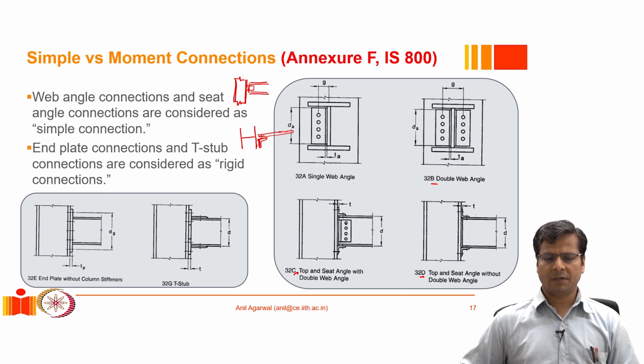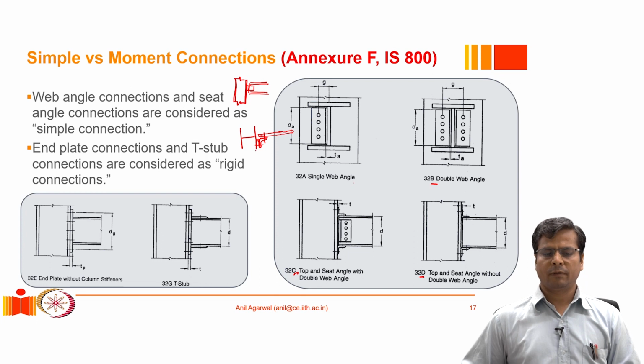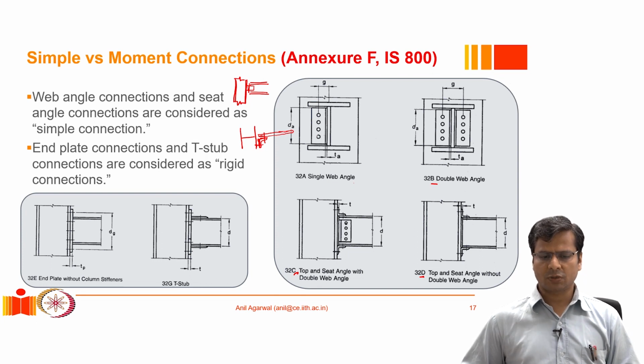So this angle will be here, and it will be bolted or welded to the web of the beam, and bolted or welded to the flange of the column. So such kind of connections are quite common. These are known as single web angle connections. Another variation of this connection would be the double web angle connection.